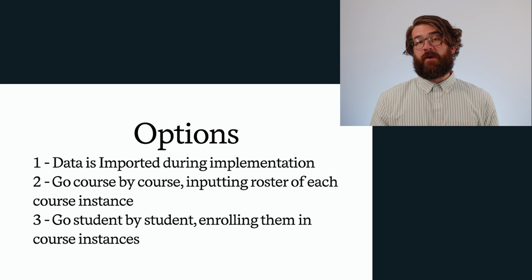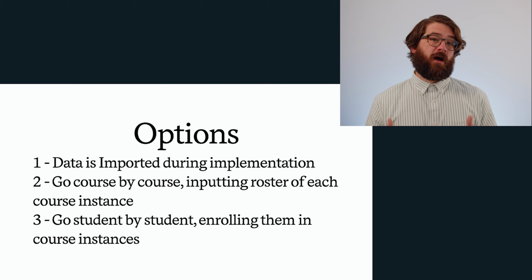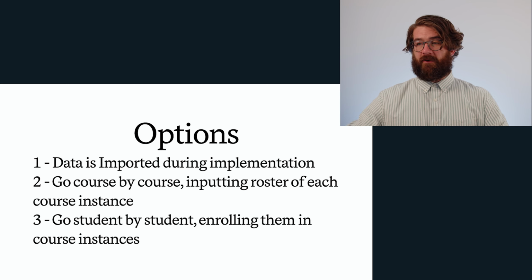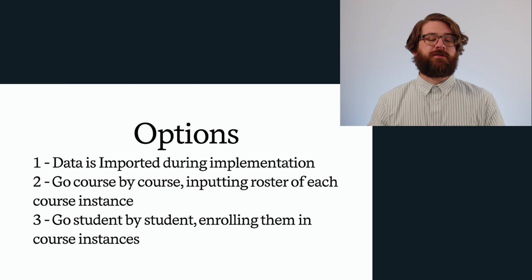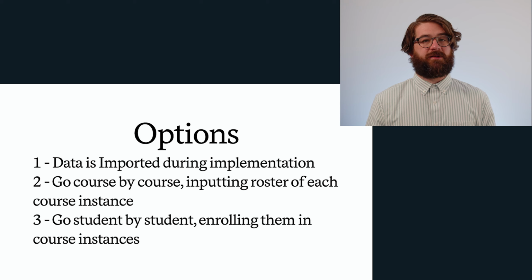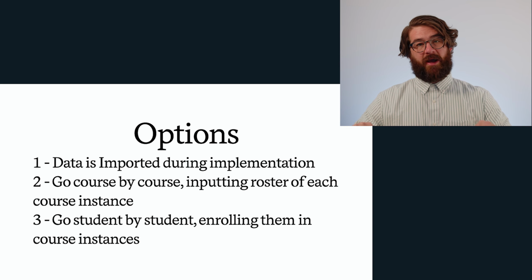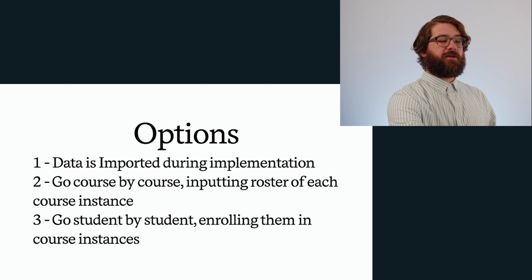But you might also be going course by course, inputting a roster of students on each course instance. If you're manually entering that data, you might have courses with rosters, and you're just inputting folks that way. We'll look at that as an option. And then we'll also look at an option for going student by student. This is if you have, say, paper transcripts. You're working from those. You have a student's courses by term. You would then just go in and enter those. So we'll look at each of those options.